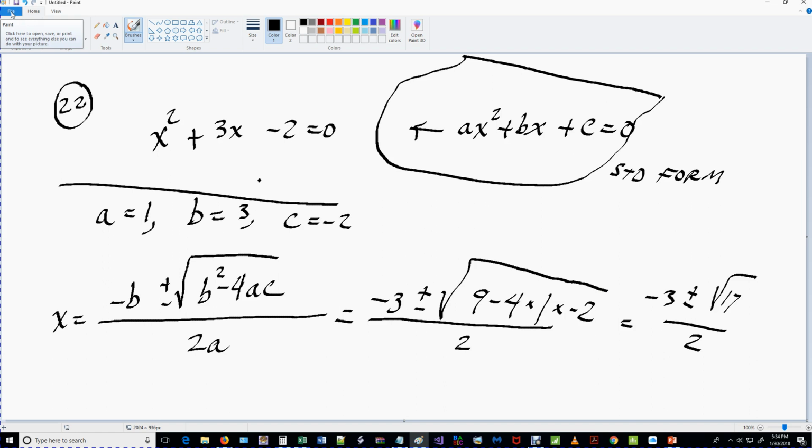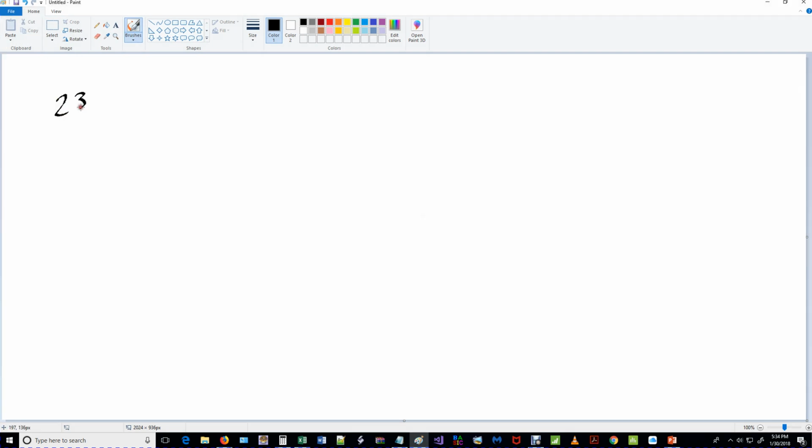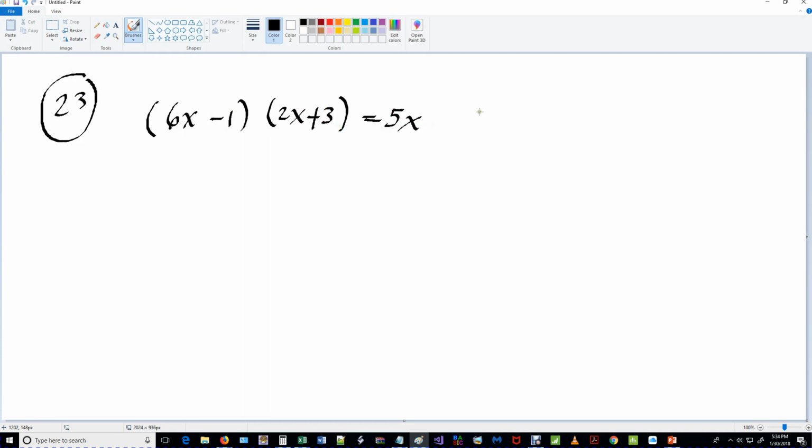Actually, one more using the quadratic formula. This is 23, and this is the problem. 6x minus 1 times 2x plus 3 equals 5x. And we are using the quadratic formula to solve this equation.